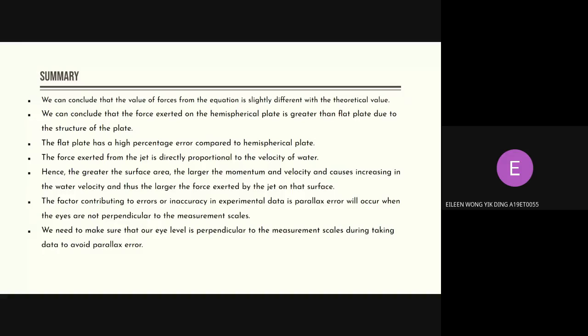The factor contributing to errors or incoherency in experimental data is parallel error, which will occur when the eyes are not perpendicular to the measurement scales. We need to make sure that our eye level is perpendicular to the measurement scales when taking data to avoid the parallel error.